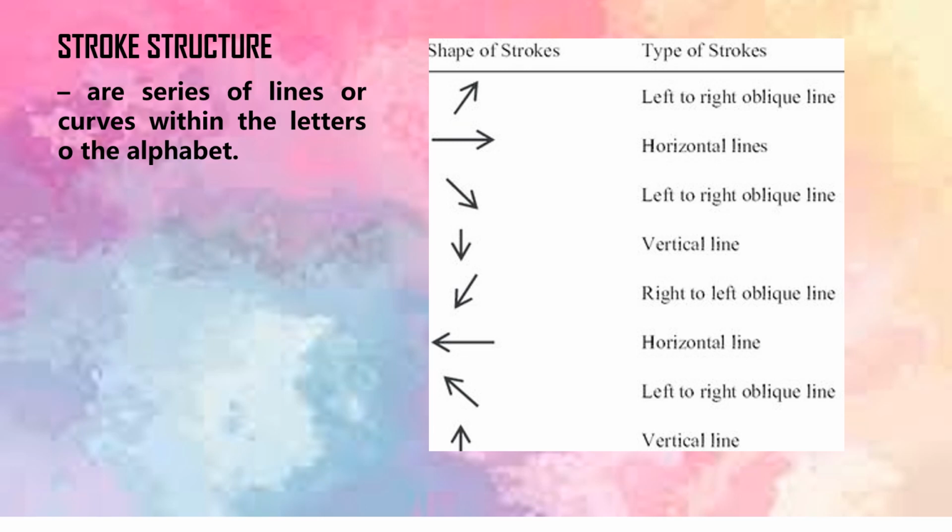Next is stroke structure. These are a series of lines or curves within the letters of the alphabet. As you can see in the photo, these are the shapes of strokes: the left to right oblique line, horizontal line, left to right oblique line, vertical line, right to left oblique line, horizontal line again, left to right oblique line, and vertical line, and many more. Actually, each letter stroke has a specific direction, as you can see in the photo, and curvature relative to the other strokes in the letter.